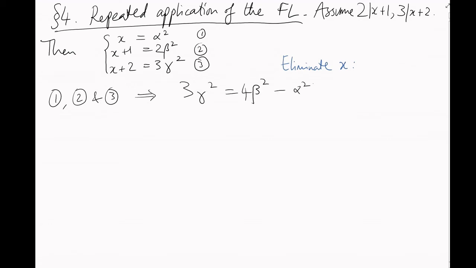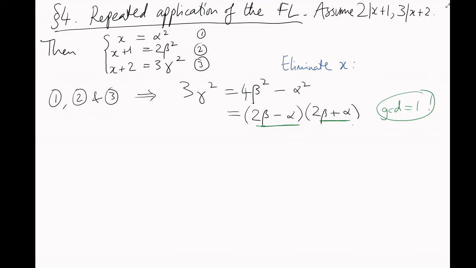Both sides are just equal to x plus 2. And you might notice that the right-hand side is a difference of 2 squares. If you factorize it, you get 2 beta minus alpha times 2 beta plus alpha. And these factors on the right also have greatest common divisor equal to 1. So we can apply the fundamental lemma again to this equation. Here again we have 2 cases.